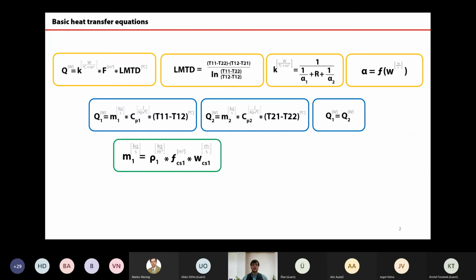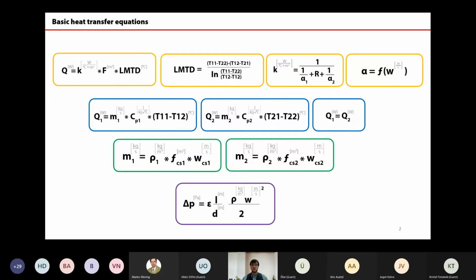The next set of equations is the continuity equation, which links mass flow rate to the density of the fluid, the cross-sectional area through which this mass flow rate is going, and the velocity in the channel. This is also written for both sides, cold and hot. And then the last parameter we'll be referring to is pressure drop, which, in the most general case, depends on your velocity squared and then the geometry of the channel where the liquid is going.